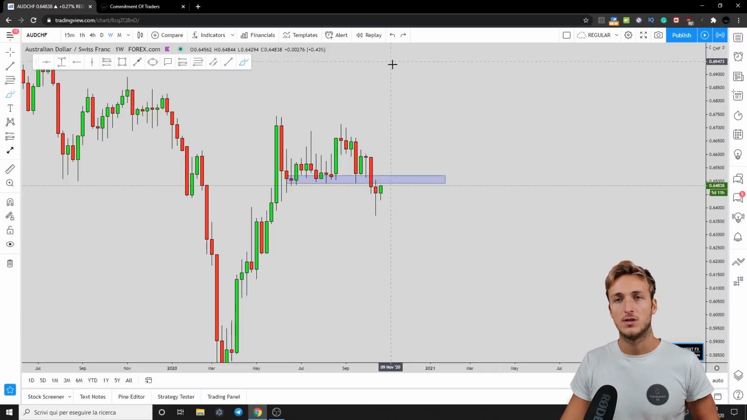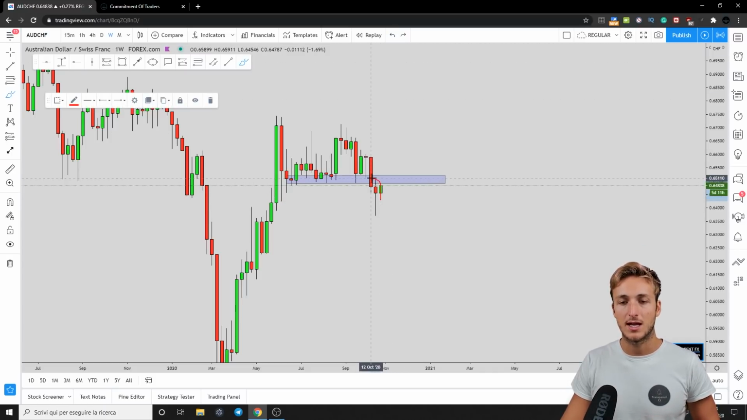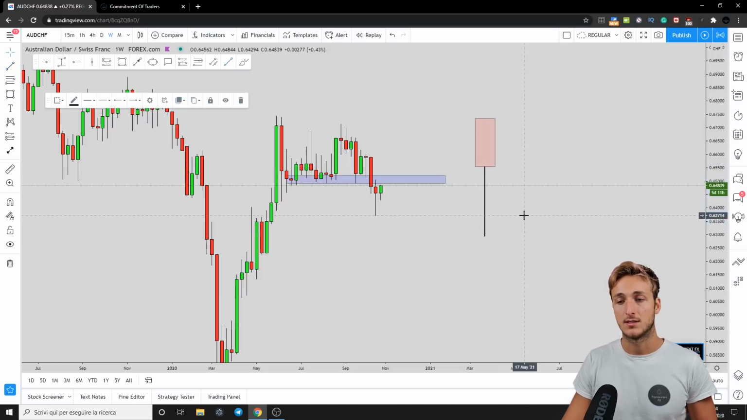What we can also see from a weekly perspective is that the market has created this candle here. Now, when you see a candle like this with a very long wick and a small body which is red, you expect the next candle to fill in the wick. So when you see, for example, on the weekly or also the monthly or daily time frames, a candle like this with a wick which is at least the size of the body, what you expect is the next candle to fill in this wick.